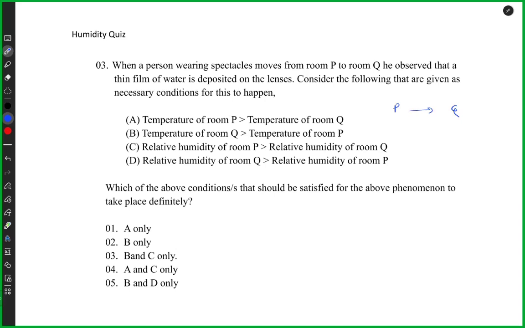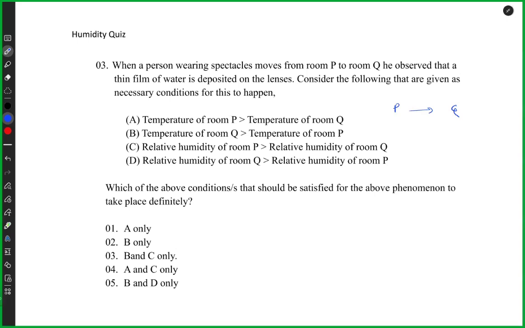How is this possible in the first place? Of course, you need to go from a colder room to a warmer room, right? Otherwise, how can the water vapor condense? Clear? So now tell me, what's actually happening when you go from room P to room Q? You're taking your cold glasses and you're going to room Q. What happens is, when the temperature is higher, the dew point is going to be higher. You know that, right? When the temperature is higher, dew point is higher. So when you go from room P to Q, the dew point is higher.